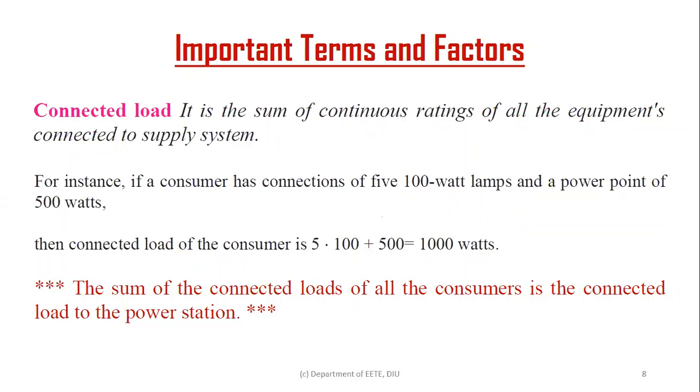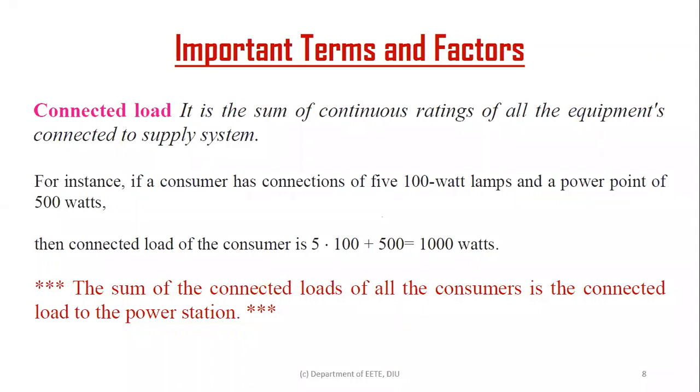Whatever is connected is basically known as the connected load. Suppose, for instance, as you can see on the screen, a customer has a connection of 5 lamps of 100 watt each and a power point of 500 watt. So at that customer, the connected load will be 5 into 100 plus 500 equals 1000 watt.